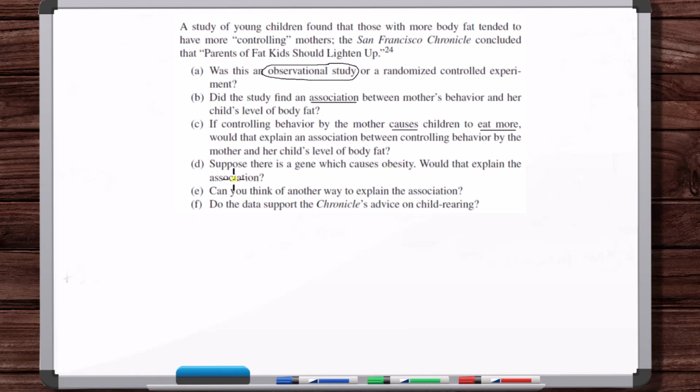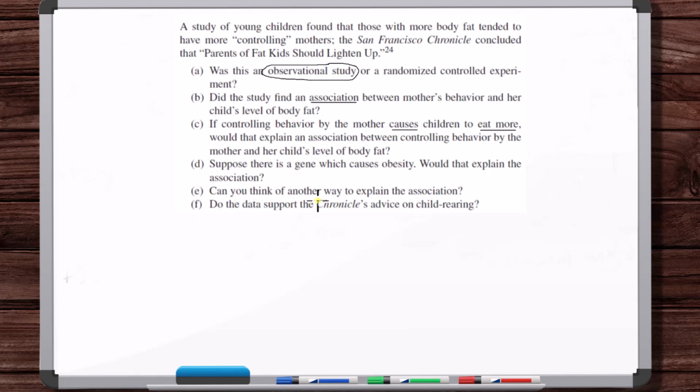Would that explain the association? No, it wouldn't explain the association, because what's the association we're talking about? The association between the mother's controlling behavior and obesity. A gene has nothing to do with a mother's controlling behavior. A gene that the child has nothing to do with the mother's controlling behavior. Well, at least a gene that directly causes obesity. Maybe a gene that makes the child prone to anxiety, and so then the anxiety mixed with the mother's controlling behavior causes obesity. Something like that. But we're talking about a gene that causes obesity, which has nothing to do with the mother's controlling behavior.